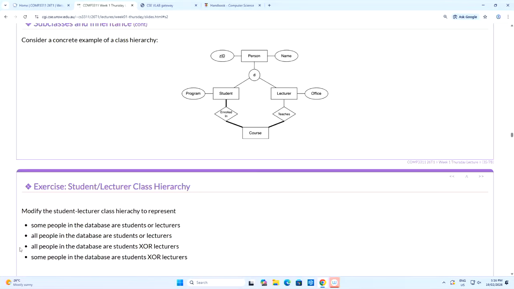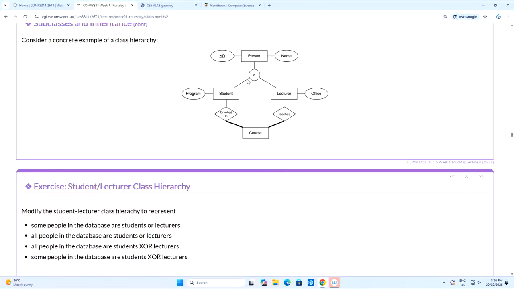And in the third one, all people in the database are students, exclusive or, lecturers. In this case, because we're making an assumption about all people in UNSW, we need total participation. We change that to a thick line. And then also, we're saying that everybody in the university is either a student or a lecturer, exclusively. They're mutually exclusive. In that case, it should be disjoint. We just keep disjoint over there and change the thin line to a thick line.